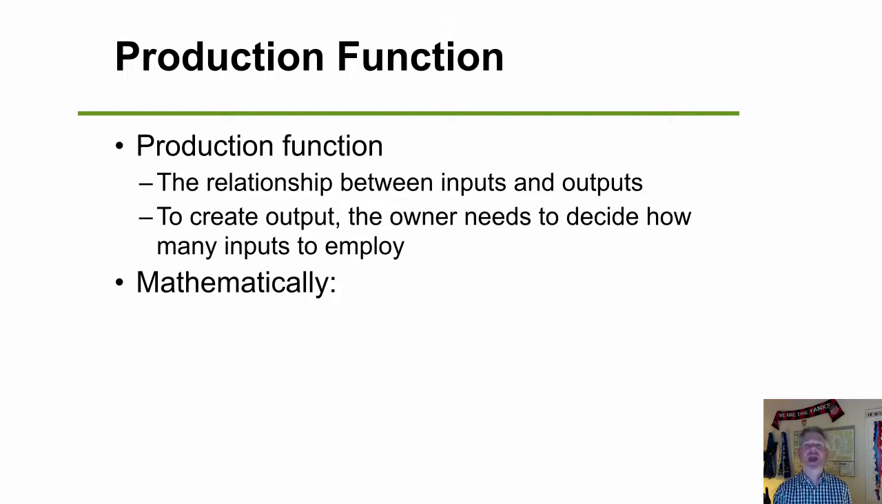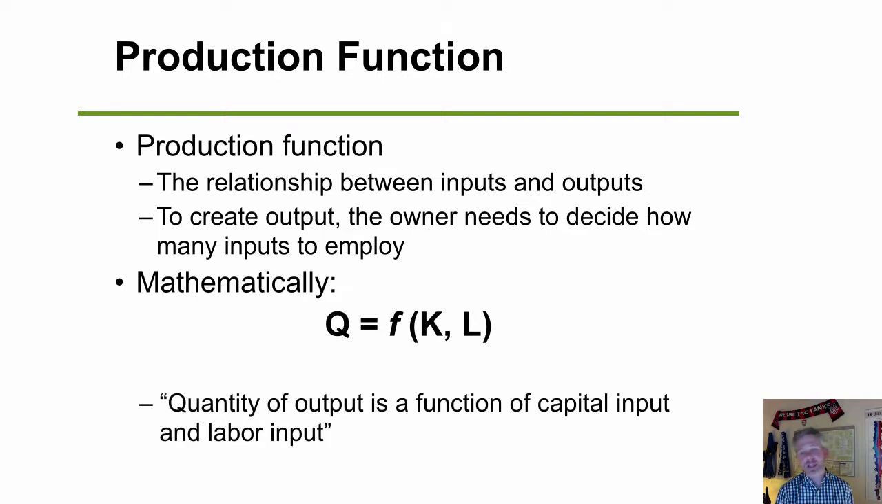So you tell me how much labor, how much capital, how much in materials to put in, and the production function, a mathematical function, will say, we'll add them all up, or multiply the labor by 2, and whatever it is, combine those things in the way of the firm's production function, and it outputs how much quantity they can produce, all right? So to create output, the owner has to decide, how many do I want to put in? So mathematically, it looks like this.